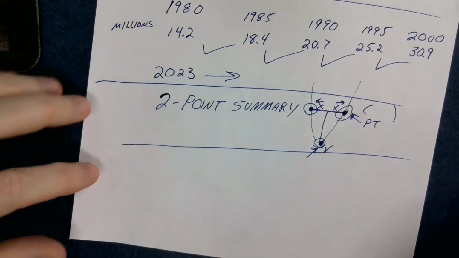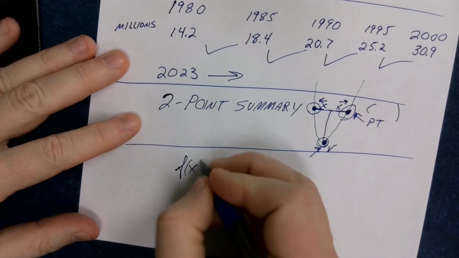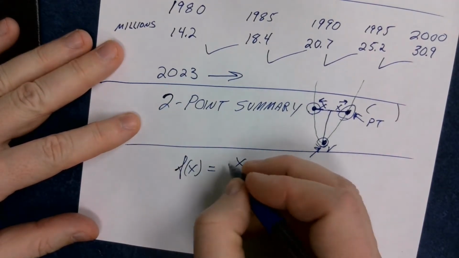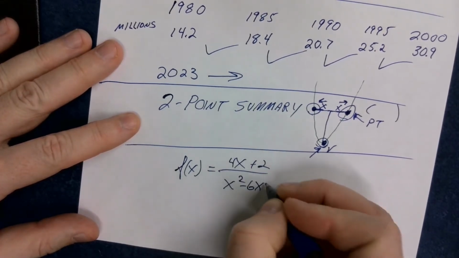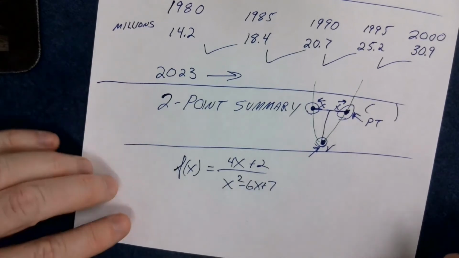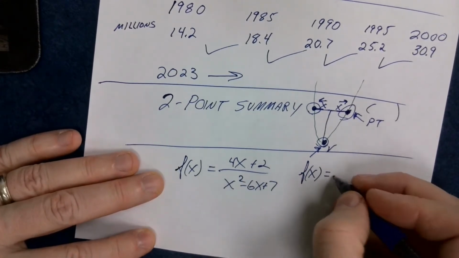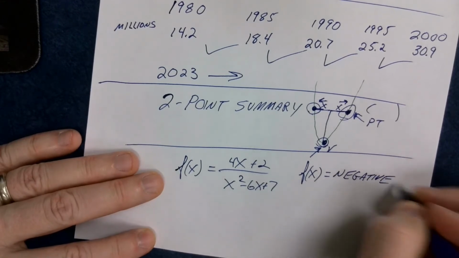I've got some of this stuff, like I said. Here we go. f of x equals (4x plus 2) over (x squared minus 6x plus 7). And I want to know when f of x is negative. Okay? So when is that negative?